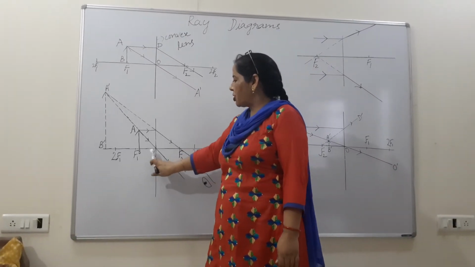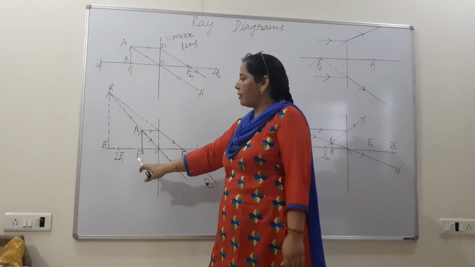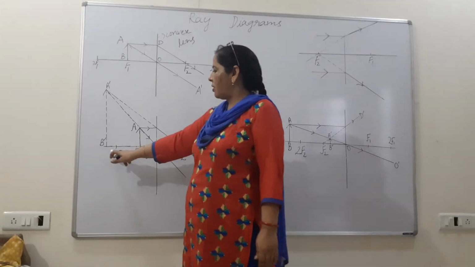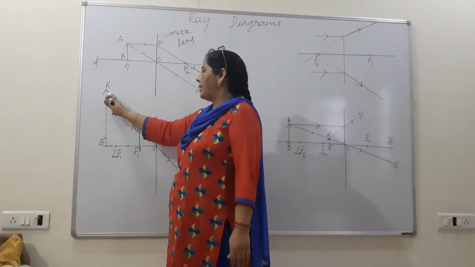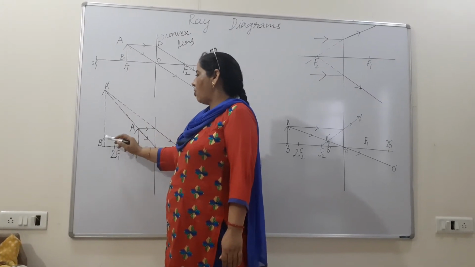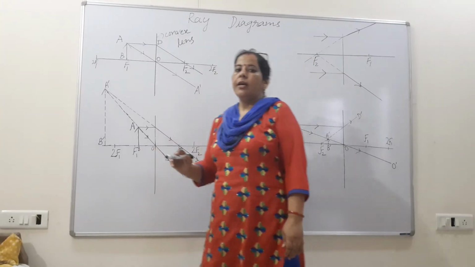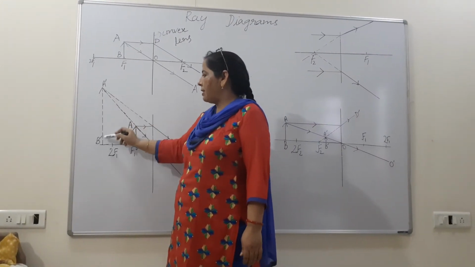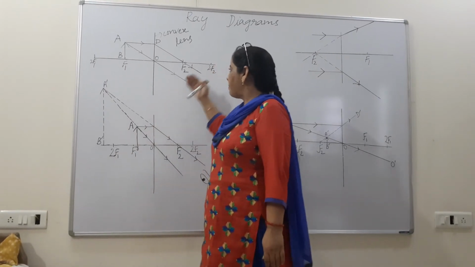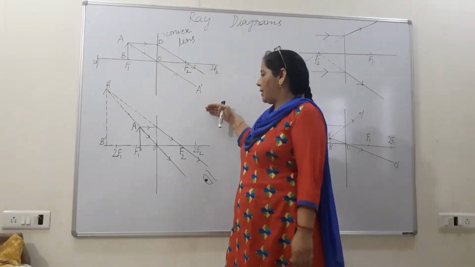For last position, when the object is very close to lens, then what will happen to image? Image will shift towards the same side of the object, and its size will be highly magnified, but it will be virtual in nature. It will be erect one. Erect word we have to use. Erect means straight, and inverted means, that already I have told you, that is below the principal axis.